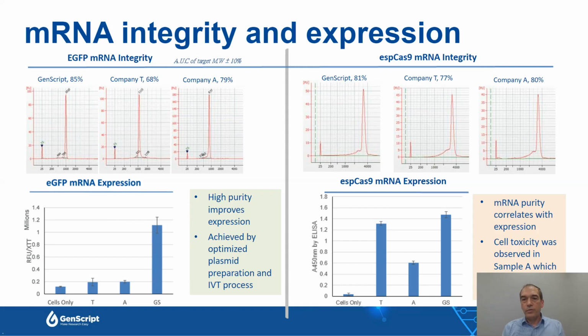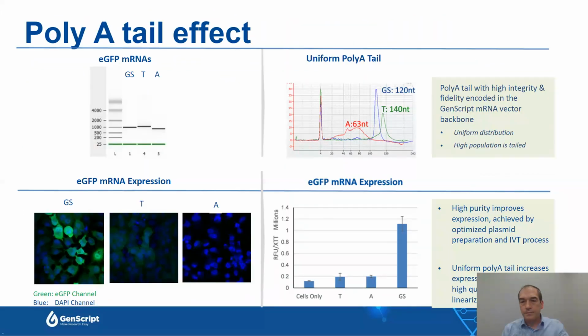mRNA integrity is very important for expression. Here we show an example of EGFP mRNA and ESP-Cas9 mRNA produced by us and some of the leading competitors on the market. As you can see, we compare very favorably to these competitors, and that shows also in the translation efficiency. You can see on the bottom charts here, our mRNA produced by GenScript showed on the left side for the EGFP significantly higher expression levels, and for ESP-Cas9 also higher expression level compared to some of the other alternatives on the market.